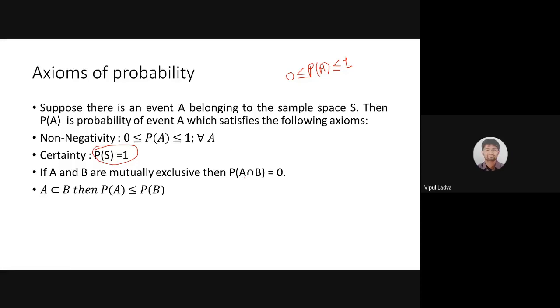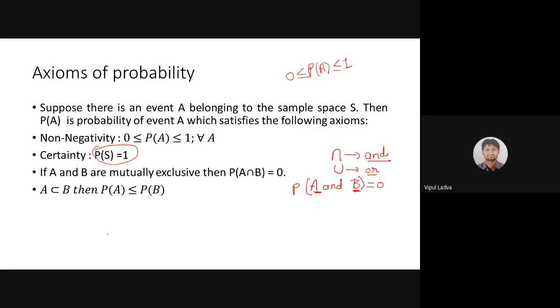When I'm using P of A intersection B, it says event A and event B. So intersection is associated with the word "and", and union will be associated with the word "or". Take care for that. The probability of event A and B will always be zero if both events A and B are mutually exclusive. Okay, take care for that. This is one of the conditions of probability.